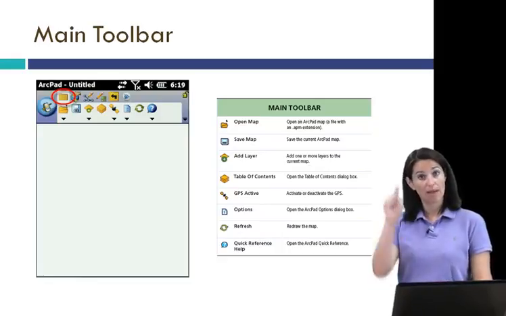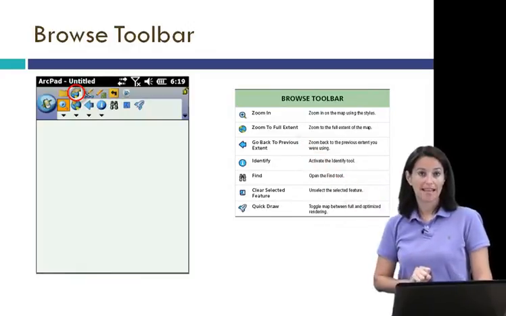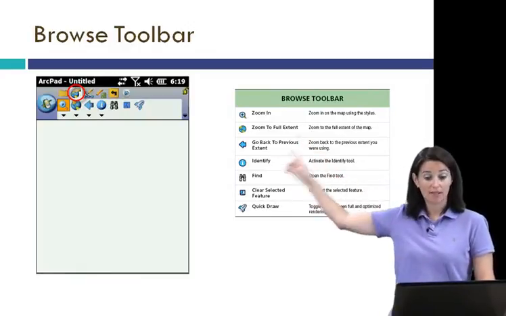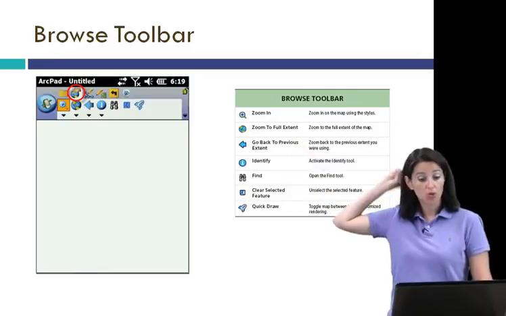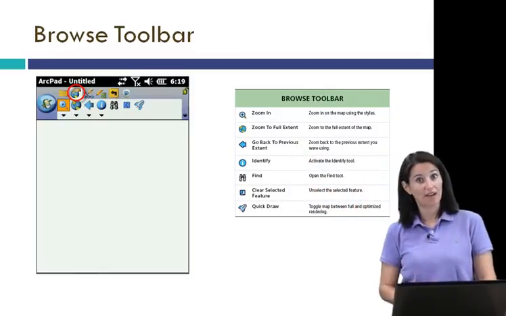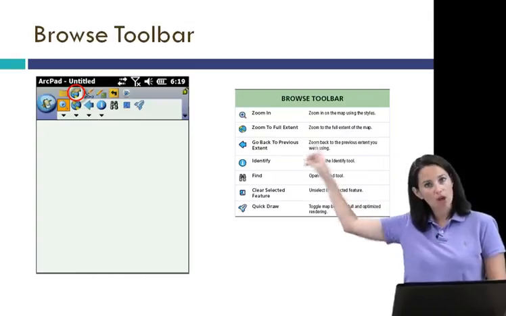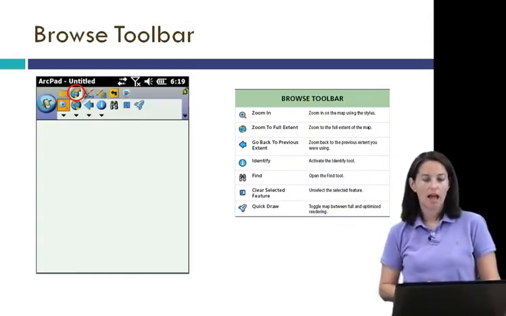And then if you tap on the icon next to the main toolbar, it's going to take you to the Browse toolbar. You have several different tools across the top: zoom in, zoom to full extent, zoom back to previous extent, identify, find, clear selected features, and quick draw. If you notice, these all have drop downs as well. In your Browse tool, in your reference guide, it'll go over what the drop downs do.